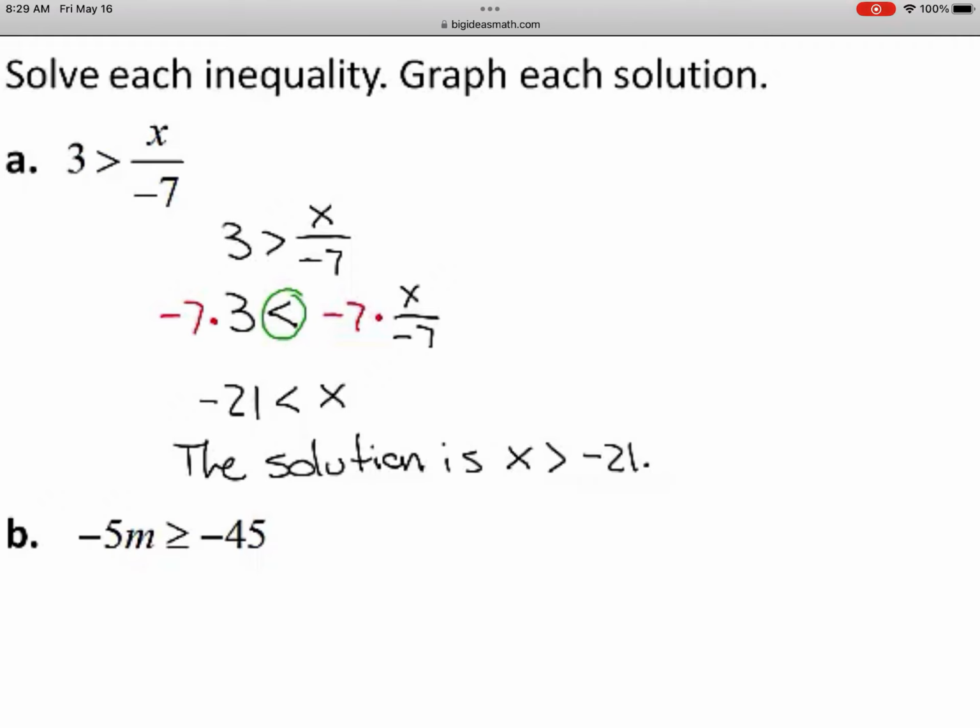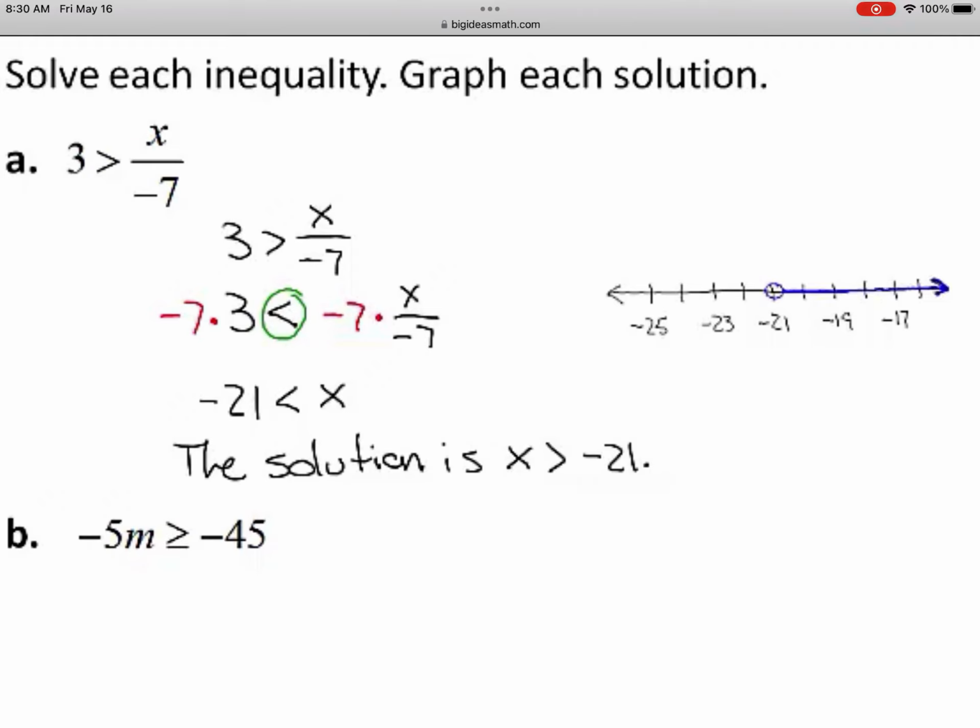Next graph the solution on a number line. Because negative 21 is not a solution, use an open circle at negative 21. Because x is greater than negative 21, shade the line to the right of negative 21.